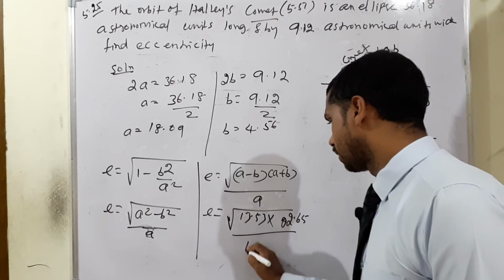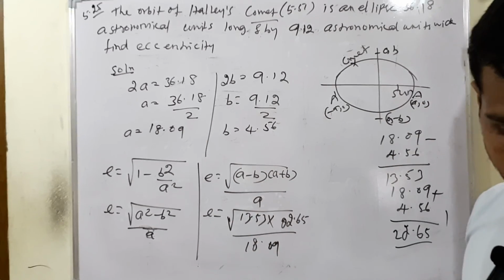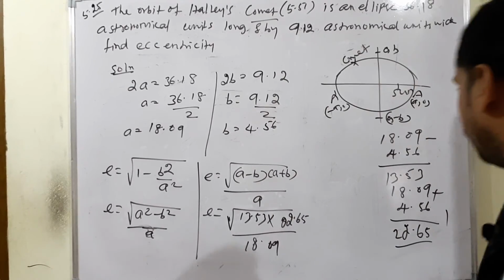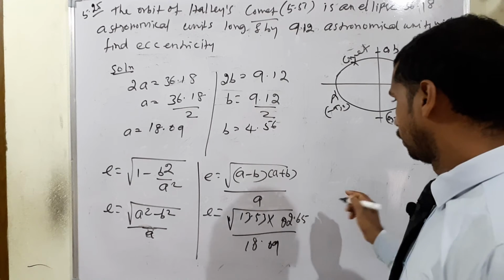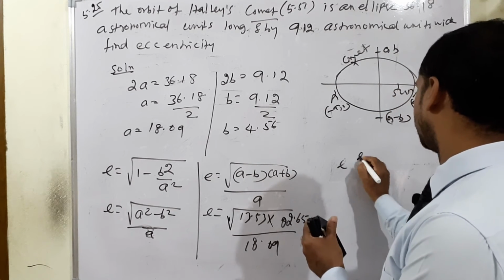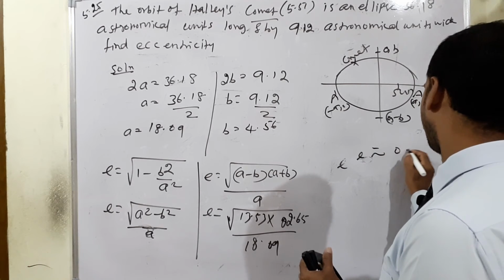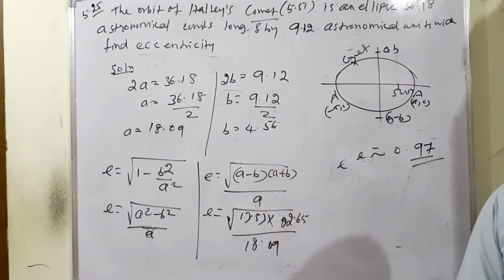Divided by A means 18.09. So approximate value, so e is equal to approximately 0.997 will come, the eccentricity. Okay, I will continue exercise 5.2.